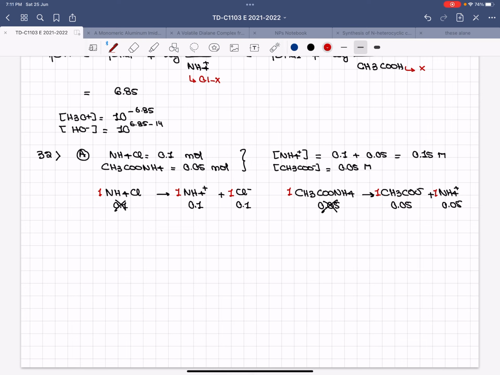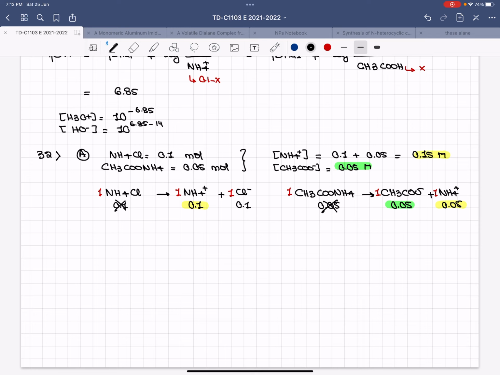Okay, so in your solution initially, the species that I have is NH4 plus equal to 0.1 plus 0.05, which is 0.15. And CH3COO minus is 0.05. You have a weak acid and a weak base of these concentrations. Again, you do the same analysis that we did before.